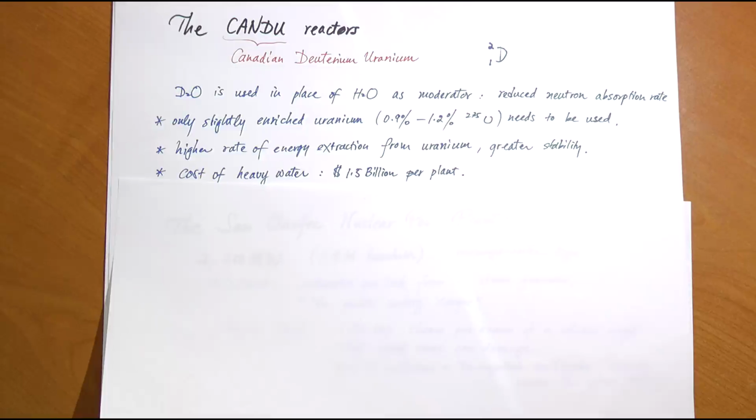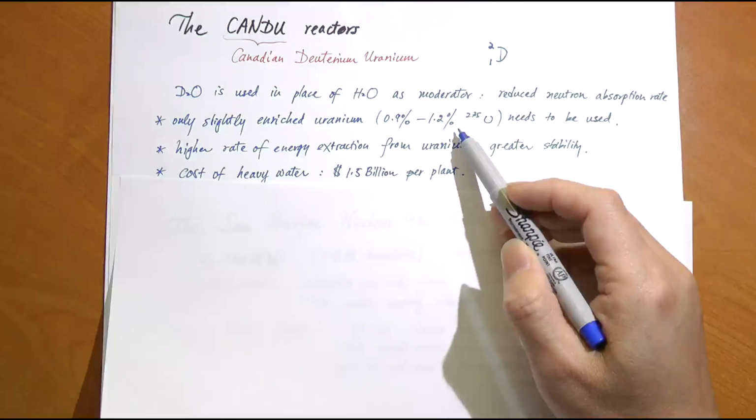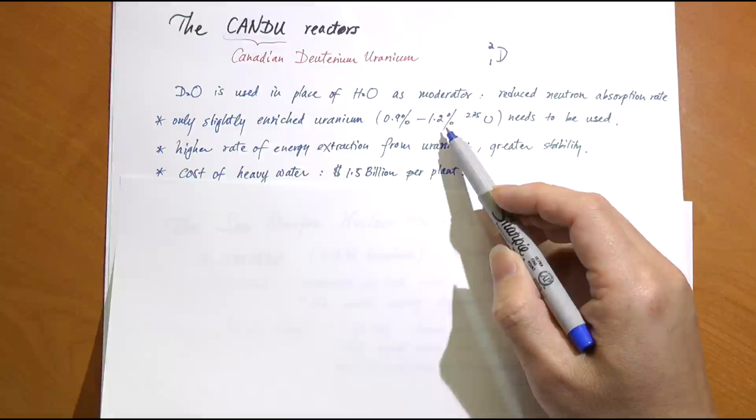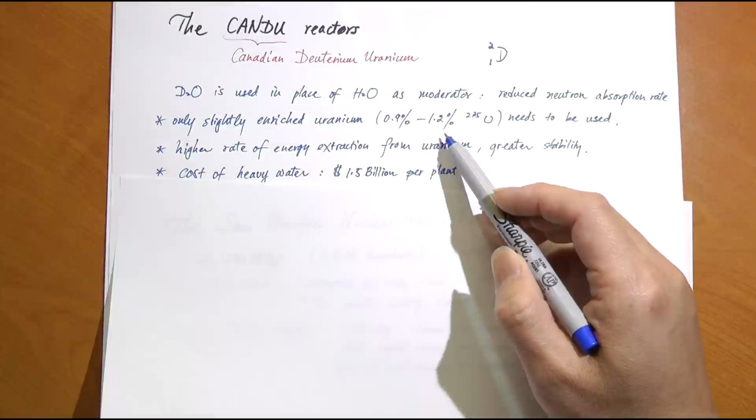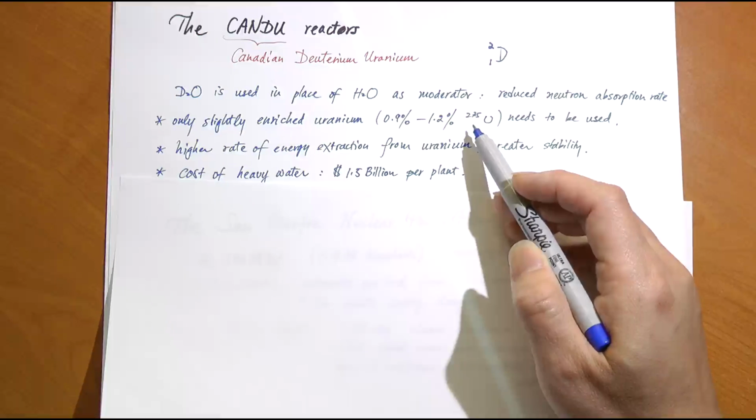an enrichment of 2 to 5% uranium-235. They only need about 0.9 to 1.2% enrichment. In fact, these original CANDU reactors were designed to run on 0.7% uranium-235, which is totally natural uranium.